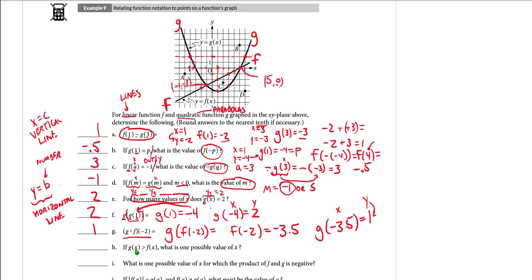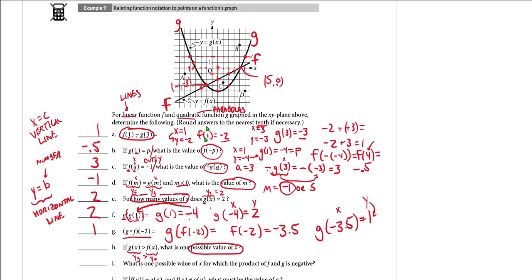In H, g of x is greater than f of x. What is one possible value of x? So again, all this means is that the y value on the g function needs to be greater than the y value on the f function.